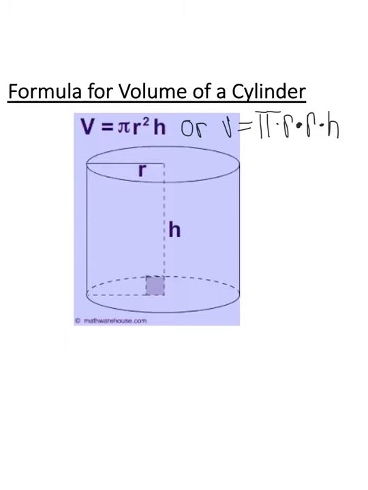All right, here's the formula for volume of a cylinder. You will need to be writing this down on your notes. Remember, it is volume equals pi r squared times h, or I think this way is easier to use when you're plugging it into the calculator. Volume equals pi times r times r times h. So make sure you write this down.